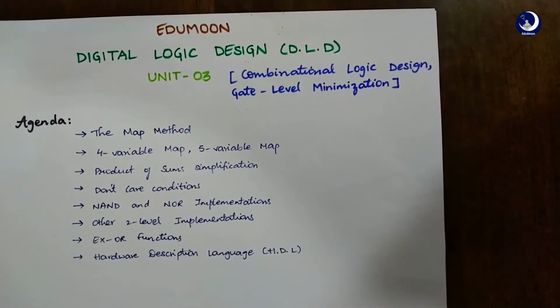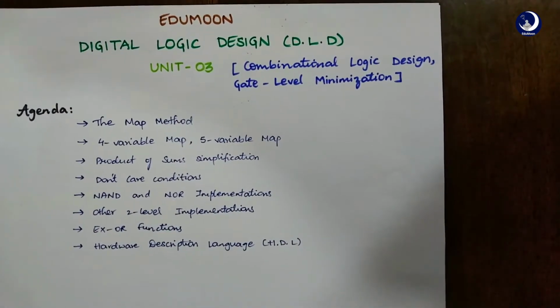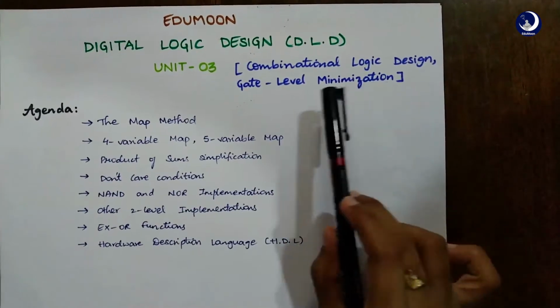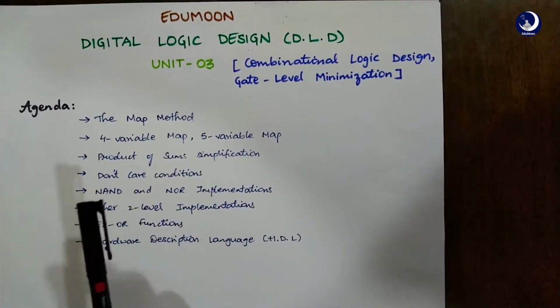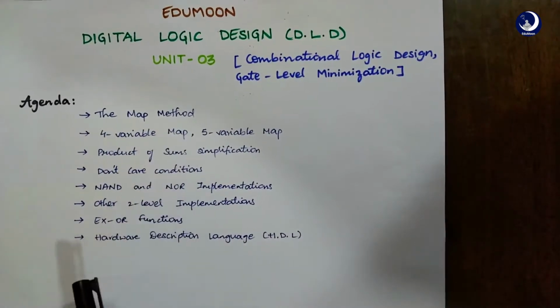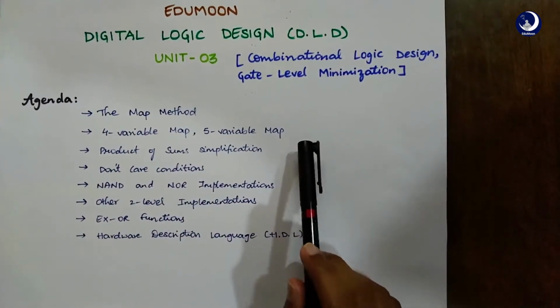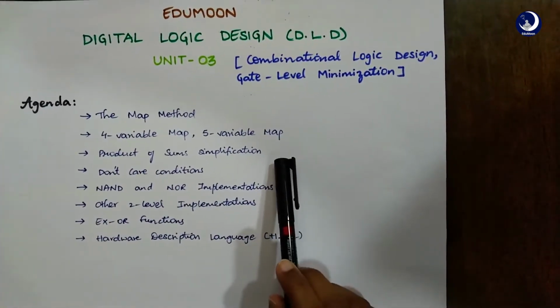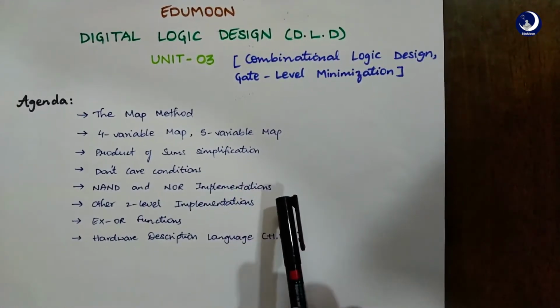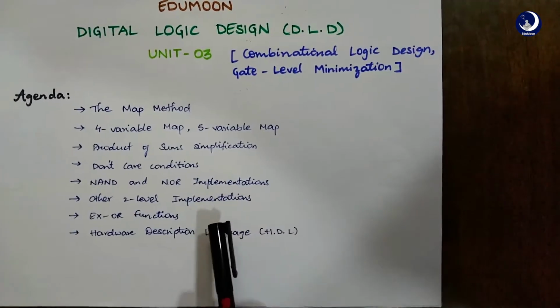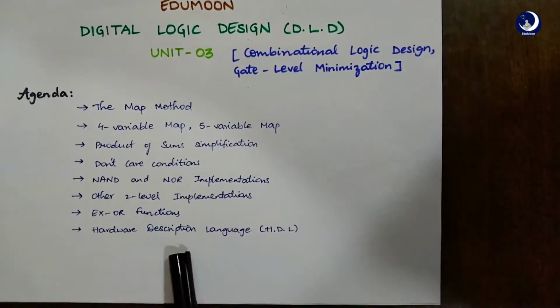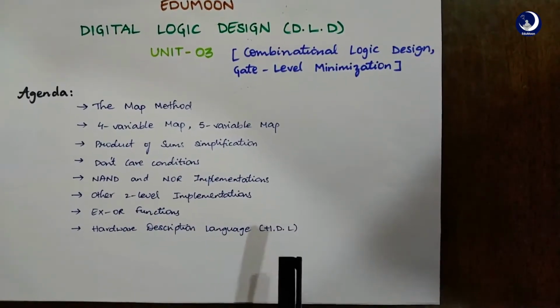In today's lecture, we will start our third unit, which is Combinational Logic Design and Gate Level Minimization. At first, I'll run you through the agenda. We will be covering the map method, 4-variable map and 5-variable map, product of sums simplification, don't care conditions, NAND and NOR implementations, other 2-level implementations, XOR functions, and hardware description language, in short, HDL.